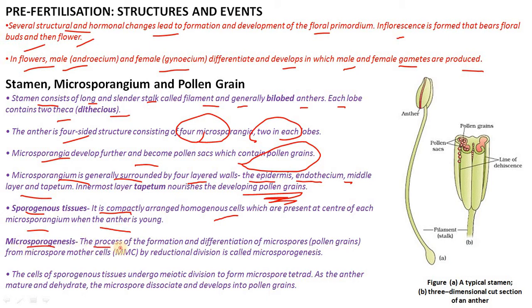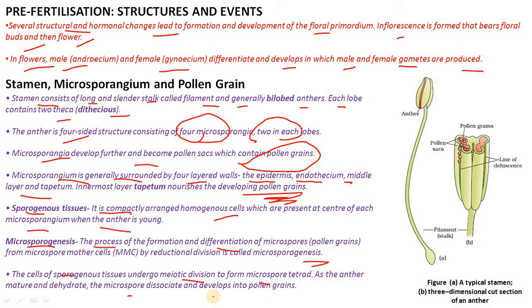Microsporogenesis is the process of formation of microspores, pollen grains, from microspore mother cells (MMC) by reductional division called meiosis. The cells of sporogenous tissue undergo meiotic division to form the microspore tetrad. As the anther matures and dehydrates, the microspores dissociate and develop into pollen grains.